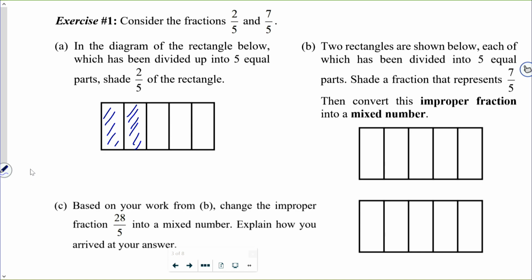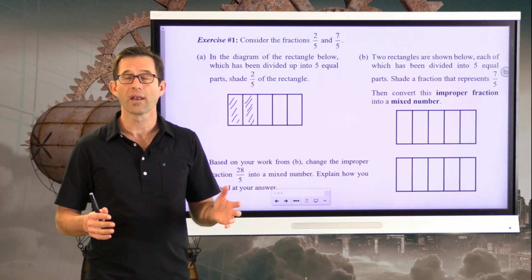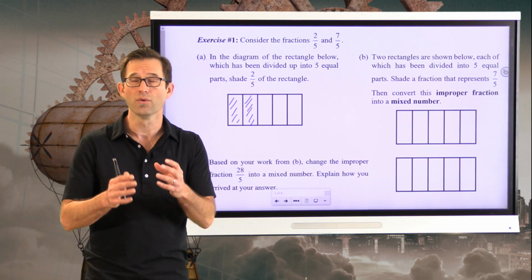Two rectangles are shown below, each of which has been divided into 5 equal parts. Shade a fraction that represents 7/5. Then convert this improper fraction into a mixed number. So let's talk about that a little bit before you do the shading and all that work.